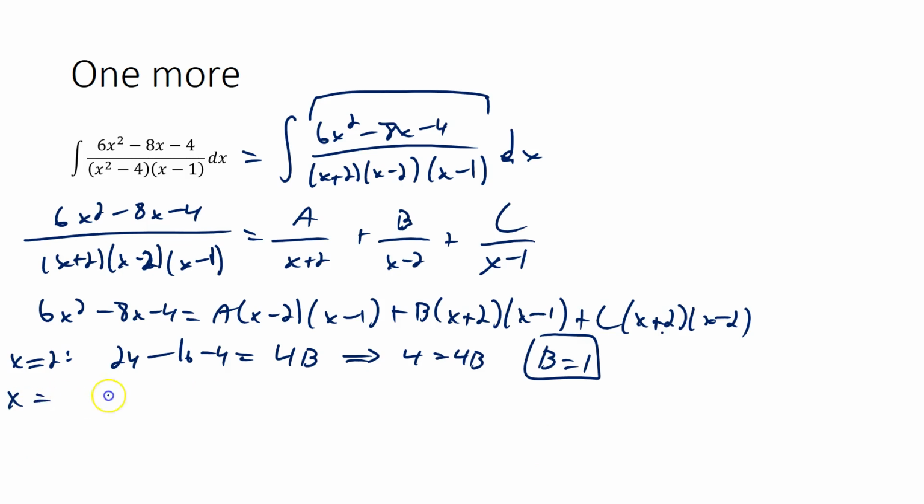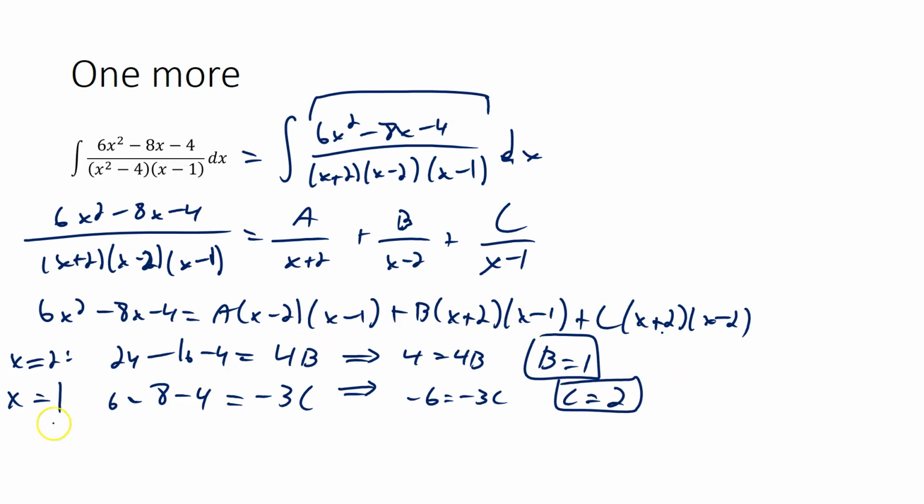All right, another convenient value. How about 1? So x is 1, a and b go away. We have 3 times negative 1, so we have negative 3c. Hold that for a second. So we have 6 minus 8 minus 4 equals negative 3c. So that means that we have 6 minus 8 is negative 2, so we have negative 6 equals negative 3c. C is 2.